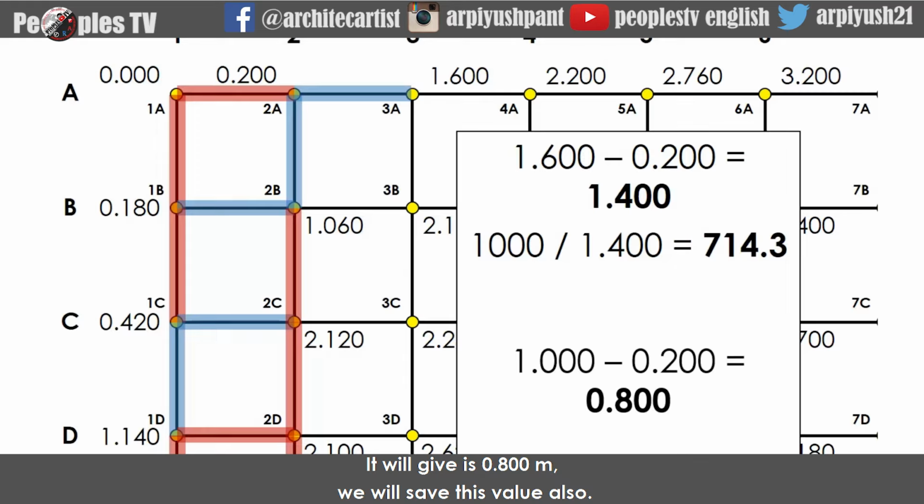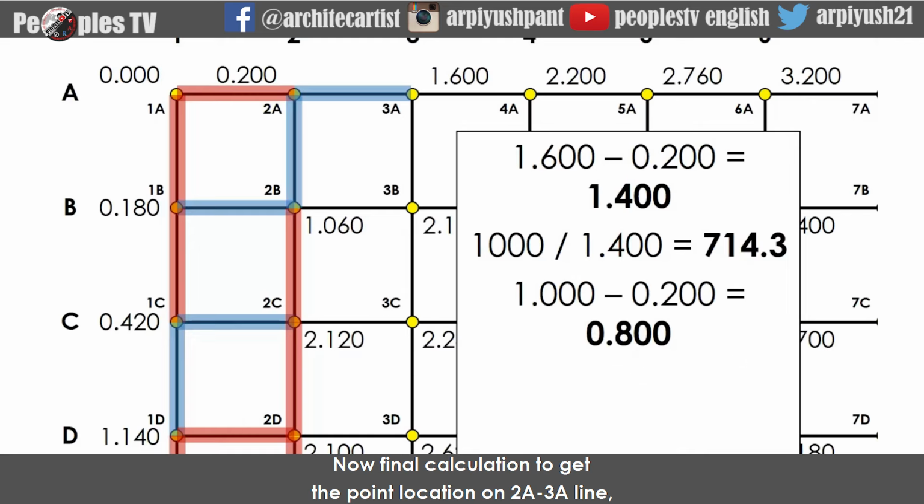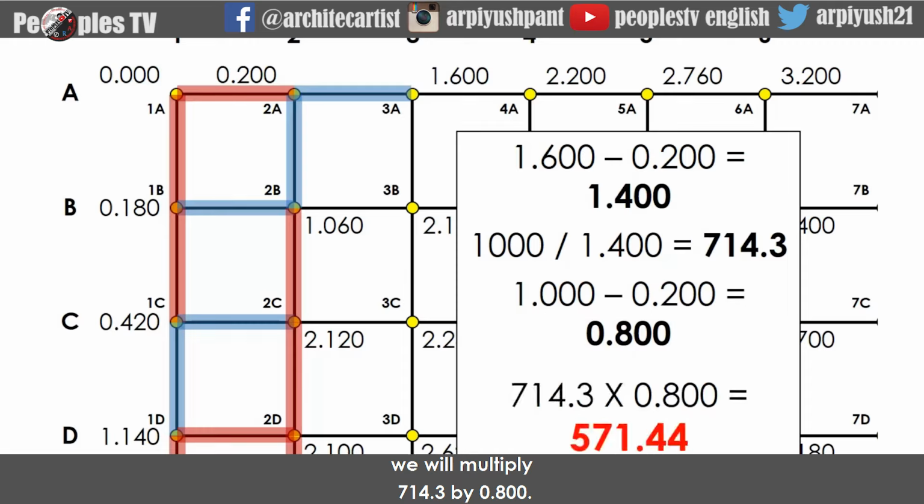It will give us 0.800 meters. We will save this value also. Now final calculation, to get the point location on the 2A 3A line, we will multiply 714.30 by 0.800. The final value is 571.44 millimeters or 0.57 meters.